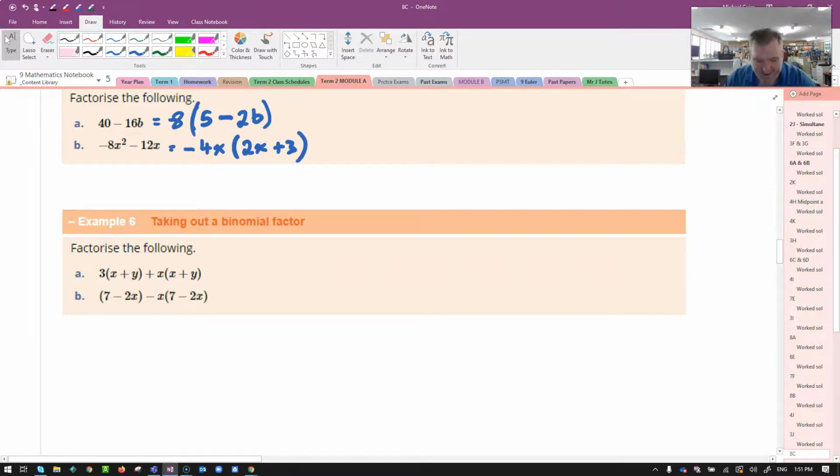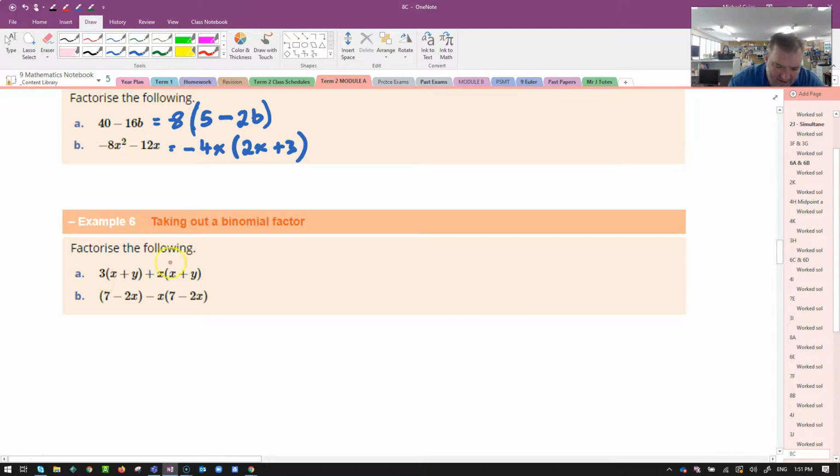Sometimes it's a little bit sneaky what the common factor looks like. Here I've got 3 multiplied by a term in brackets, x plus y. And then I've got plus x multiplied by x plus y. Now, even though there are brackets there, this is not a factorized expression because not every term is being multiplied together. It's not just a list of factors being multiplied. There's an addition in there, a plus sign. Same with the one below it, there's a minus sign. So we need to try and write them as just things being multiplied together.